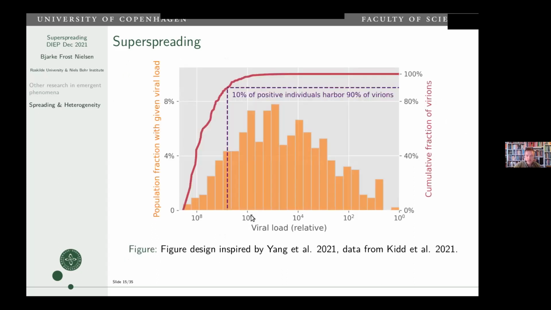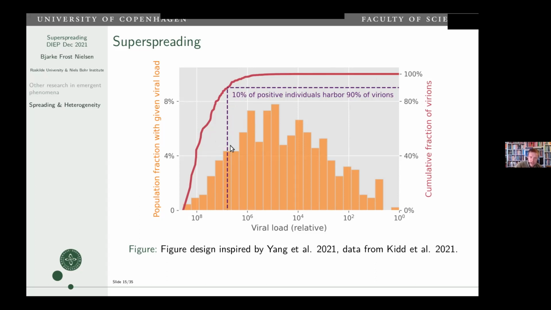And then we'll just look at this figure that I cooked together, based on some data from a study by Kidd et al. It shows that the orange bars are just the viral load histogram on a log scale, log x-axis. But what's maybe even more salient is the red curve, which is simply the cumulative number of virions, or percentage of the total virions.